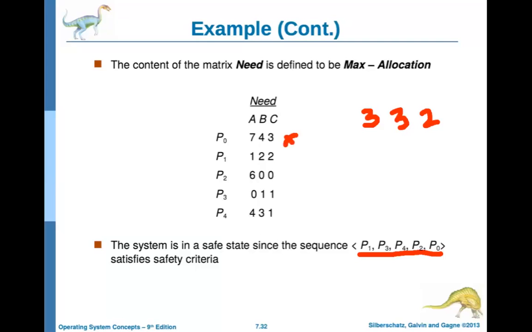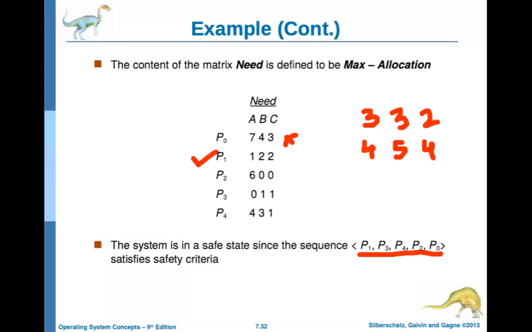Now look for P1. Need of P1 is 1, 2, 2 and this is 3, 3, 2. Definitely this can be executed first, because the need of process P1 is less than whatever the work matrix is. Now once P1 is finished, this will release 1, 2, 2. That will be updated here. So 3 plus 1 gives me 4, 3 plus 2 gives me 5 for resource B, and 2 plus 2 gives me 4.